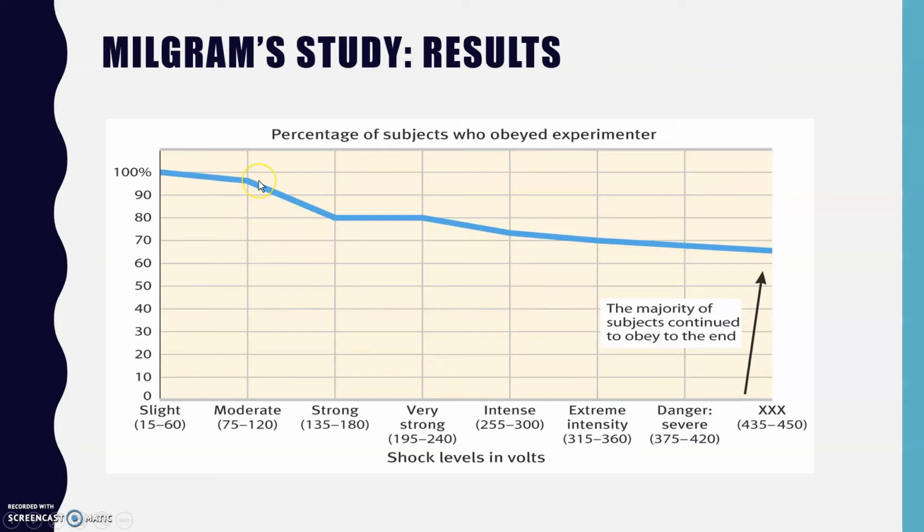People did not start dropping out until the moderate level of shocks. So nobody delivered a shock. Everybody started between 15 and 60. By the time we get to moderate, that's when we really start to see people dropping out. But the majority do continue to the end. So this is a case where ordinary people, as Milgram believed, who are generally very kind, very decent, and generally not hostile or aggressive, if you put them in a situation where they are being told by an authority figure to do something, one of the things that we're going to find is that most people will obey.